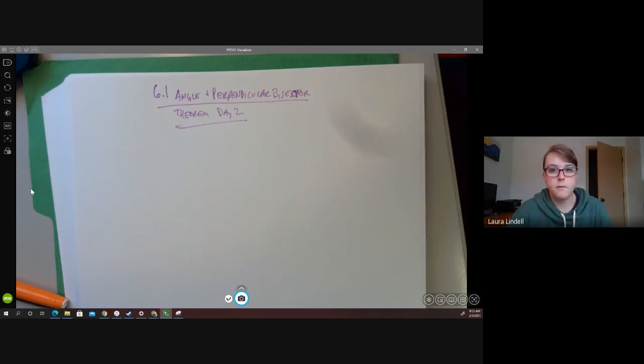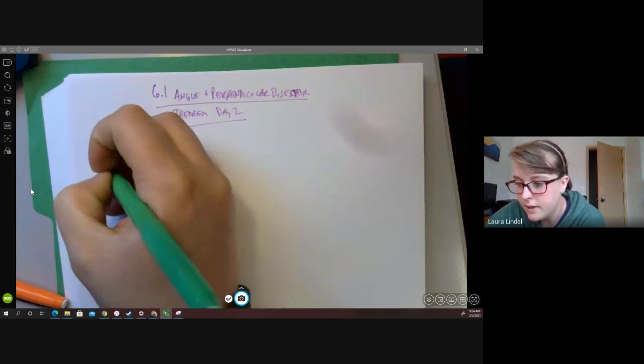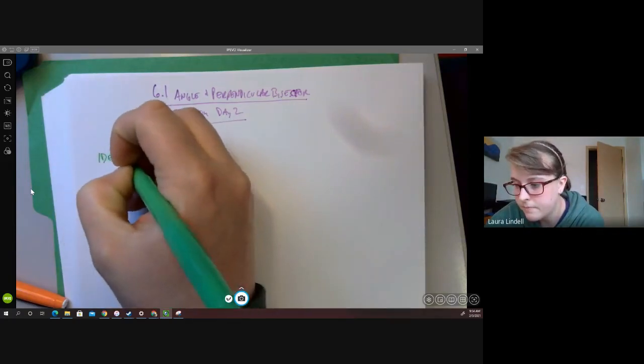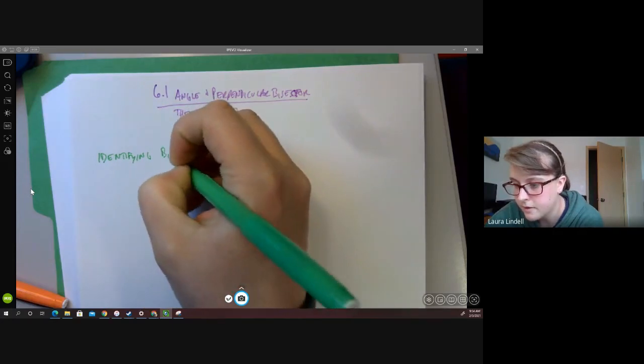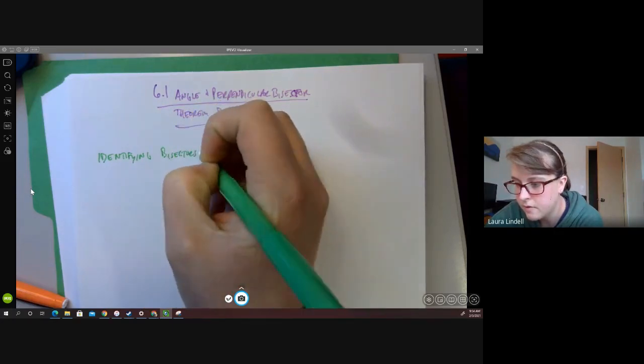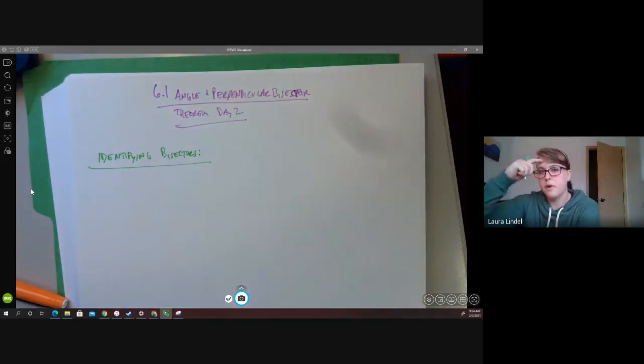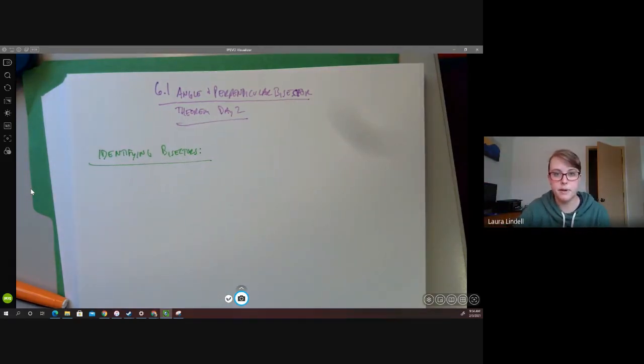Okay. So the first thing that we're going to look at is identifying when something's an angle bisector versus a perpendicular bisector, especially in the context of triangles. So, identifying bisectors. I'm going to draw a couple of pictures, and we're going to identify if it's an angle bisector, a perpendicular bisector, or neither one of those.